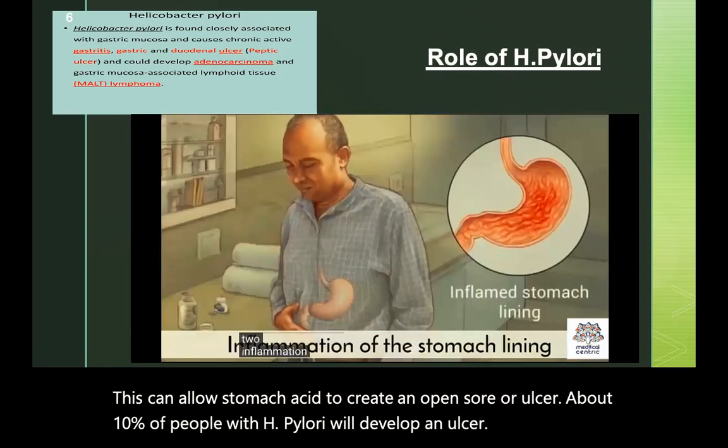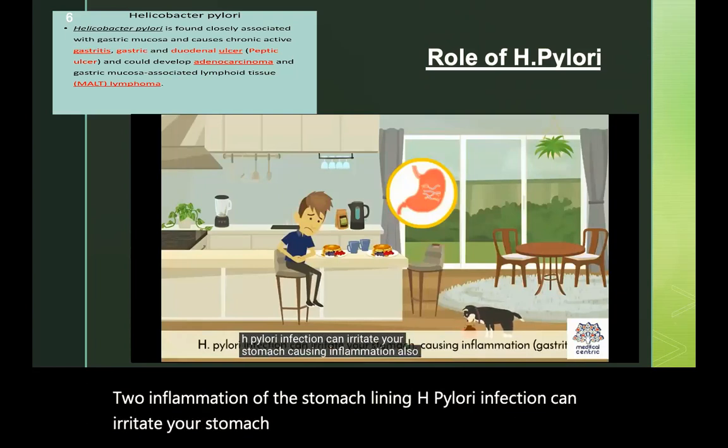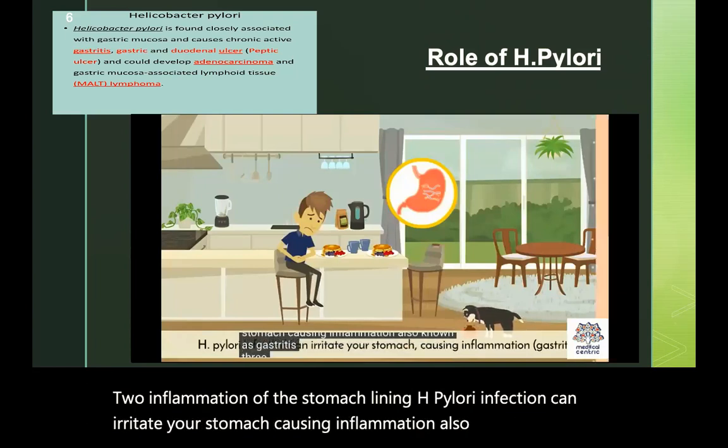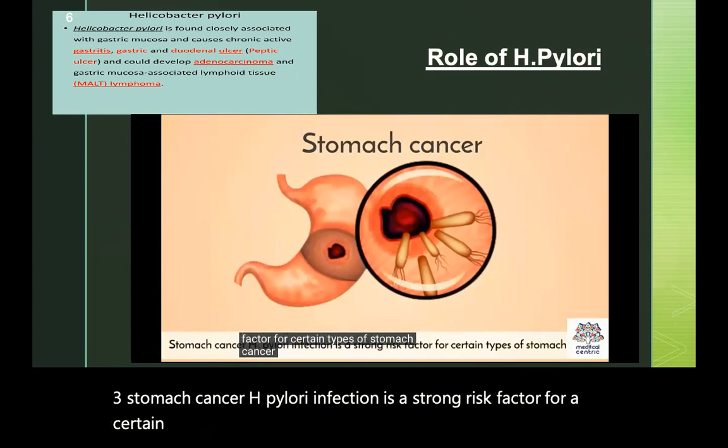2. Inflammation of the stomach lining. H. pylori infection can irritate your stomach, causing inflammation, also known as gastritis. 3. Stomach cancer. H. pylori infection is a strong risk factor for certain types of stomach cancer.